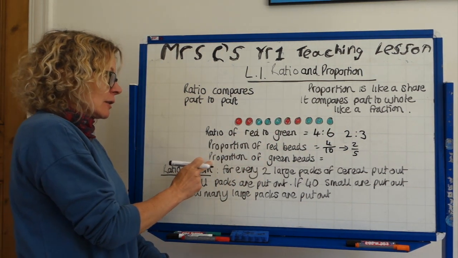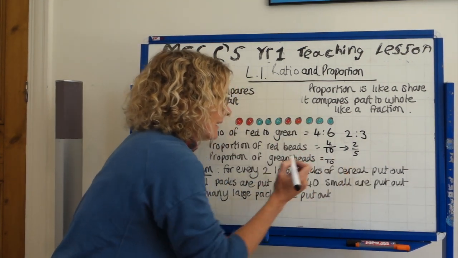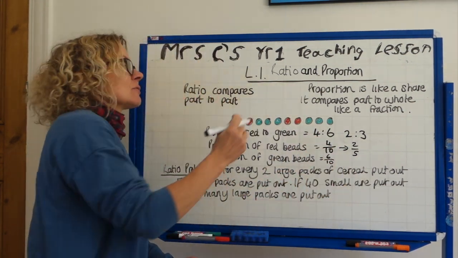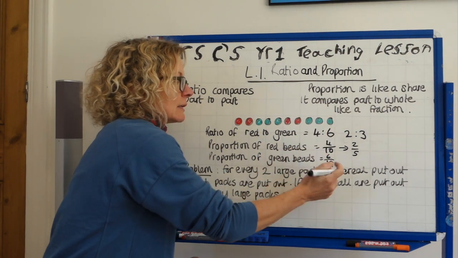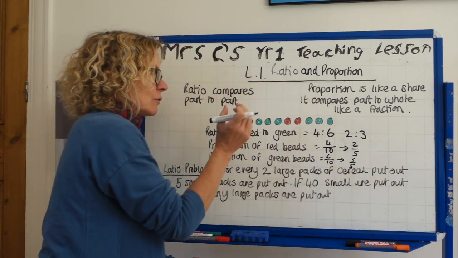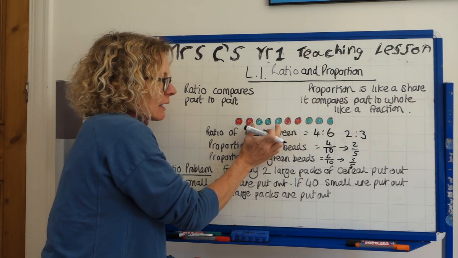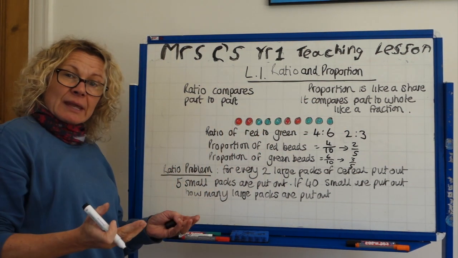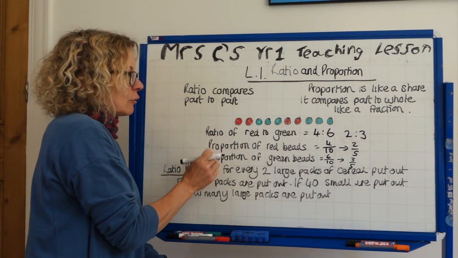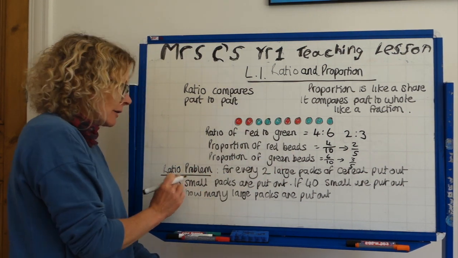So let's look at the opposite, the proportion of green beads, okay? So out of the whole 10, 6, of course, are green. So the proportion compares the part to the whole. Let's simplify that. That would be 3/5. 3 out of every 5 are green, comparing part to whole. Yeah? Ratio part to part, 2 to 3, proportion, part to whole. Easy as pie.